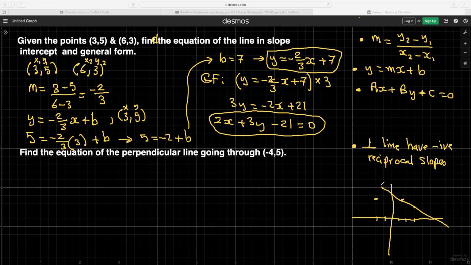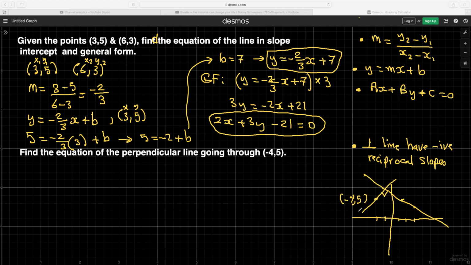And it's perpendicular to this line. So what this line is going to do is form a 90-degree angle with this original line from that equation right here. So as I said here, perpendicular lines have negative reciprocal slopes. Okay, so I'm given this point, which is negative 4 and 5. And of course, I need this point to be able to find the equation of the perpendicular line. So every time if we have the slope and a point, then we can find the equation of a line.